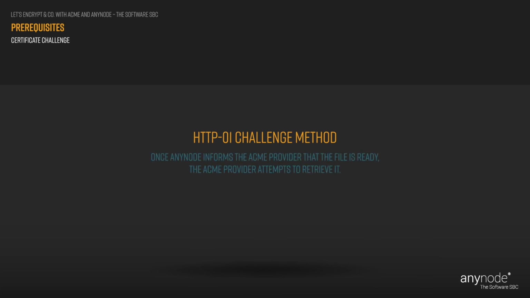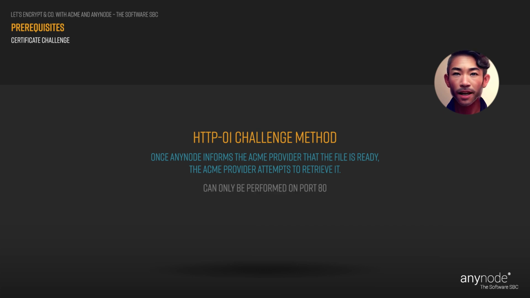Once anynode informs the ACME provider that the file is ready, the ACME provider attempts to retrieve it, potentially from multiple vantage points and multiple times. If the validation checks receive the correct responses from anynode, the validation is considered successful, and anynode can issue the certificate. It's important to note that the HTTP 01 challenge can only be performed on port 80. Allowing clients to specify arbitrary ports would introduce security risks, so this is not allowed by the ACME standard.